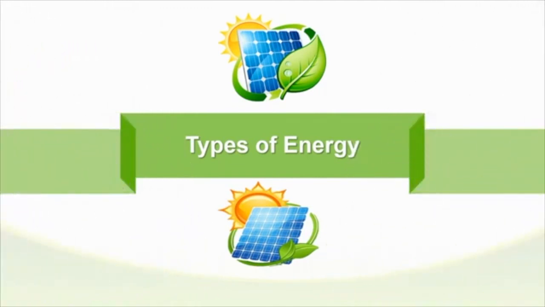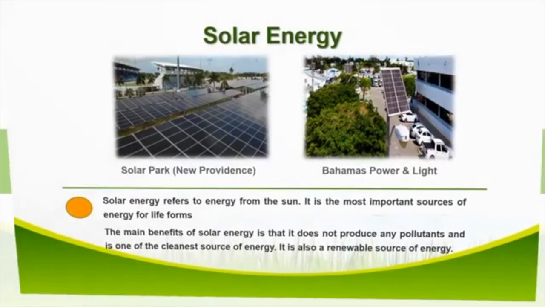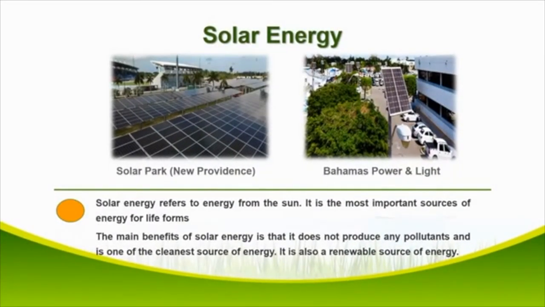Types of energies. Let us look at a few types of them. Solar energy. Solar energy refers to energy from the sun. It is the most important source of energy for life forms. The main benefits of solar energy is that it does not produce any pollutants and is one of the cleanest sources of energy. It is also a renewable source of energy.